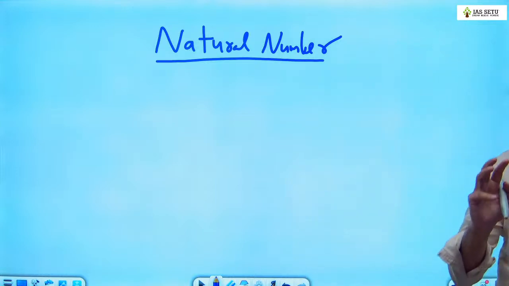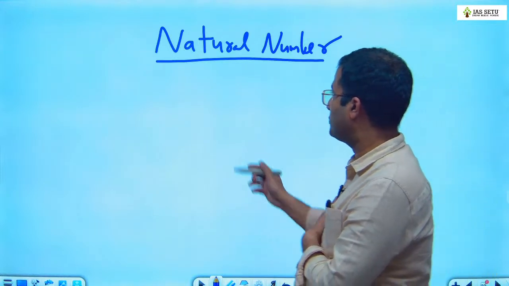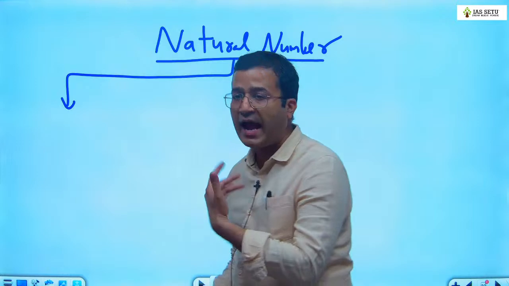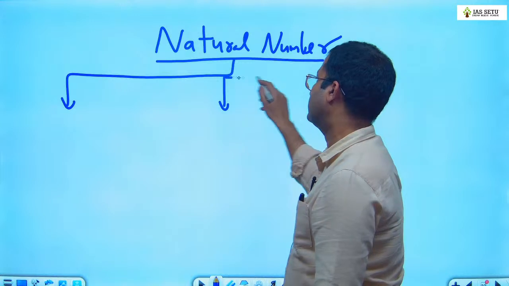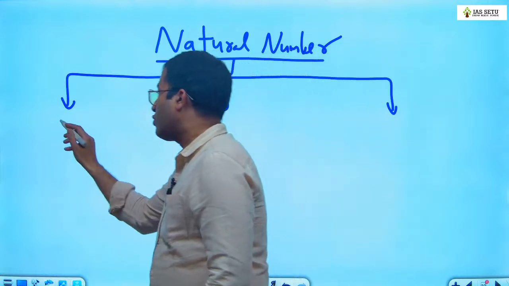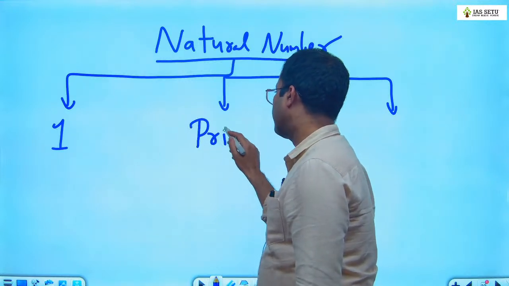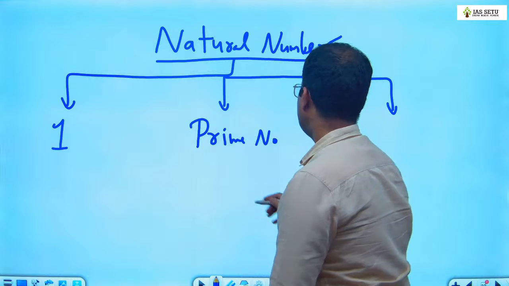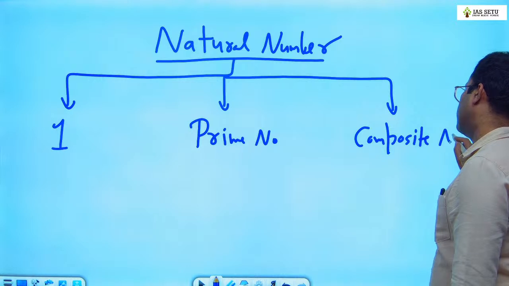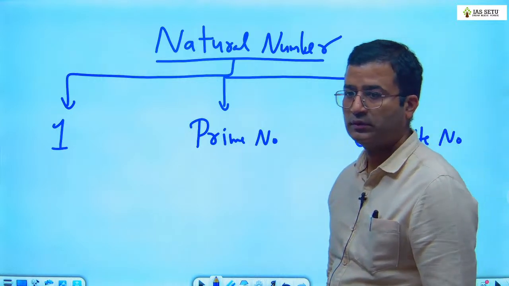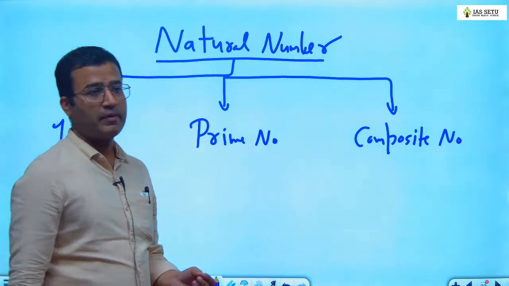Natural numbers are categorized, but by mathematicians, who am I to categorize? We have categorized natural numbers in 3 categories. I tell you what these are. 1, prime number, and here we have composite. We categorize natural numbers in 3 categories: 1, prime number, composite.